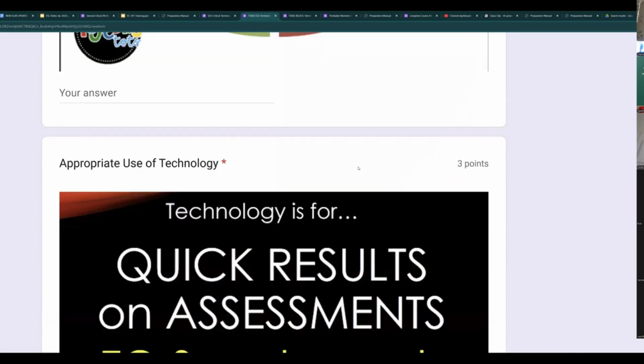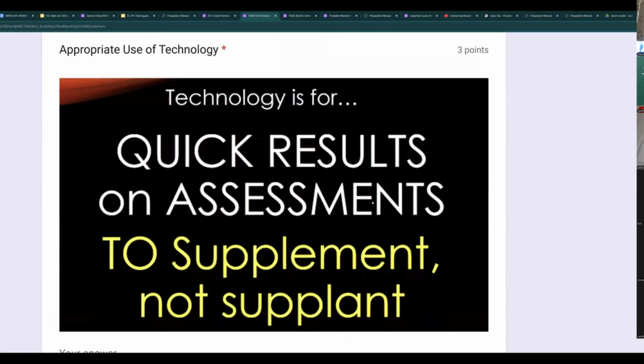On the TExES exam, there's a philosophy about technology. Technology is there to support you, not replace you. So teachers are teaching the students, not technology. And we know that because the state of Texas doesn't expect you guys to teach. They don't create programs to teach your students. They have vendors that do that, but the state does not do that.